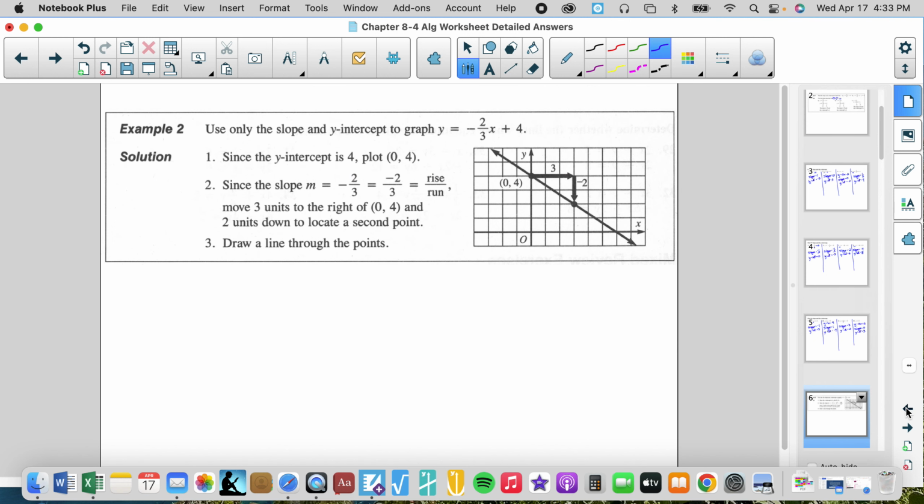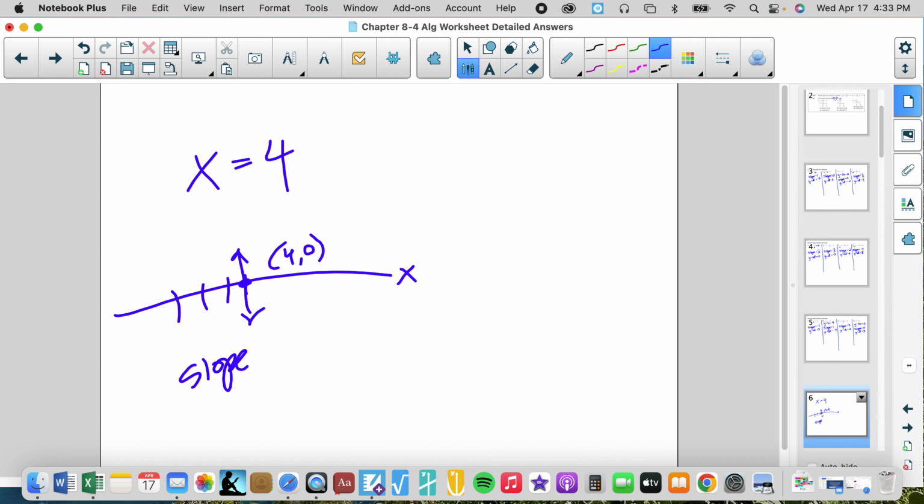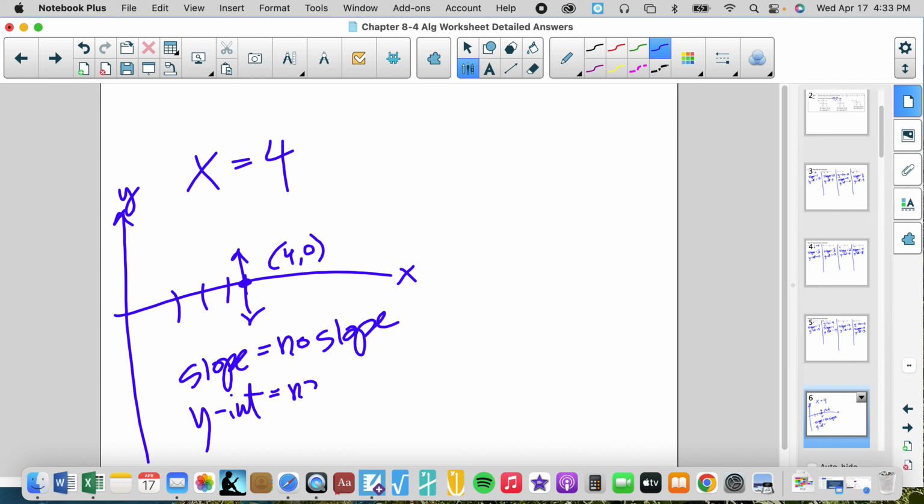All right, so we can go back here. Here's the tricky one. X equals 4. This is a vertical line going through the x-axis at 1, 2, 3, 4. (4, 0). And so my slope is going to be no slope. And what's my y-intercept? Here's my y-axis. Where does it cross the y-axis? It doesn't. It has no y-intercept either. So a vertical line has no slope and no y-intercept.